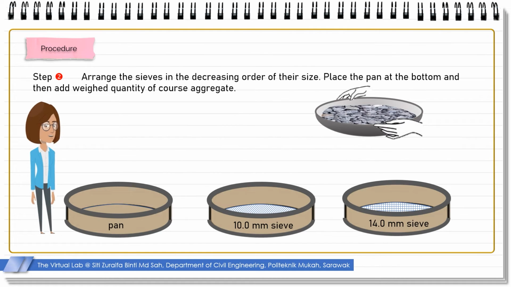Step 2. Arrange the sieves in the decreasing order of their size. Place the pan at the bottom and then add weighed quantity of coarse aggregate. The material used is aggregate passing a 14 mm sieve and retained on a 10 mm sieve.